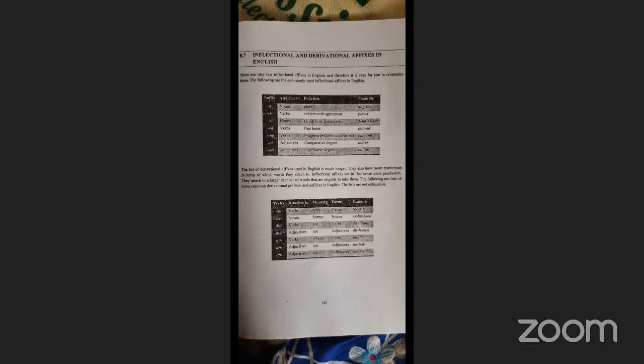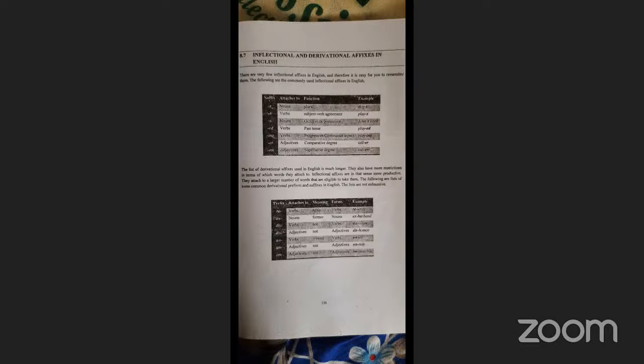Now there is one more method of word formation which is called clipping. It is a process where a new word is formed by cutting down an existing word. Clip, right? You may understand the word clip itself. You cut it.